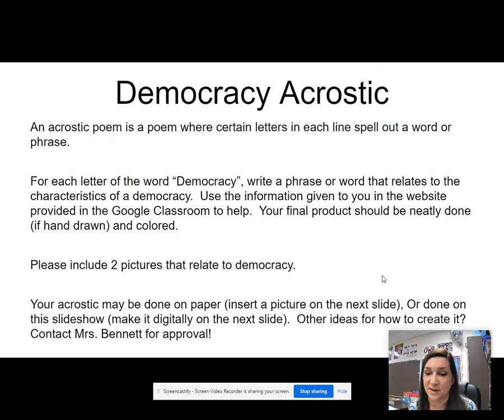Your acrostic may be done on paper, and if you do it on paper, you want to insert a picture on the following slides, or done on this slideshow. Make it digitally. Other ideas for how to create it, contact me.